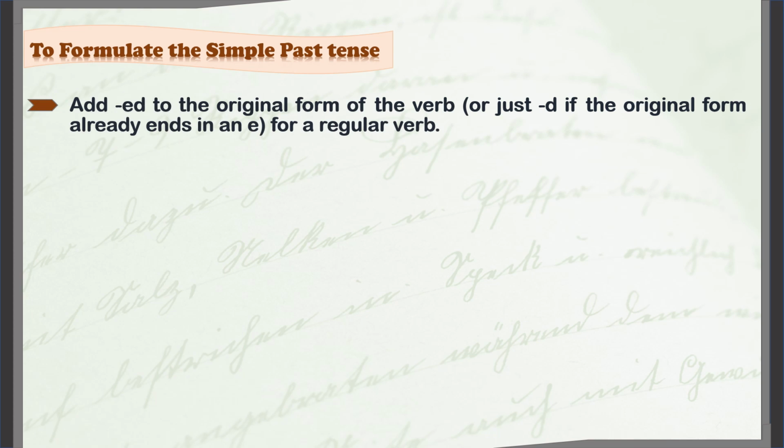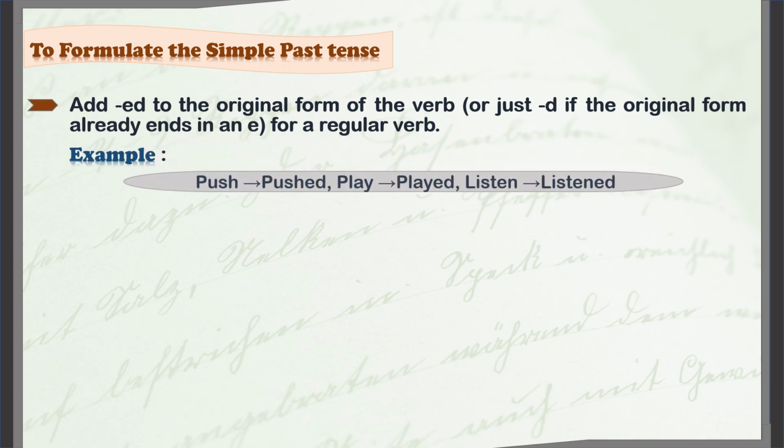For formulating a regular verb into its past tense, generally ed is added to the original form of the verb. But if the verb already ends with an e, then just add a d to the original form of a regular verb. For example, push becomes pushed, play becomes played, listen becomes listened.